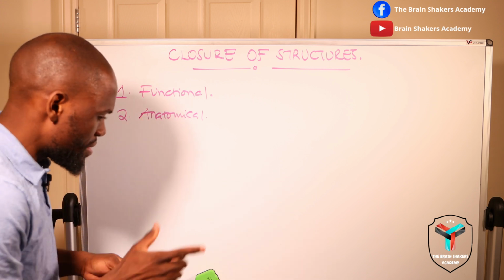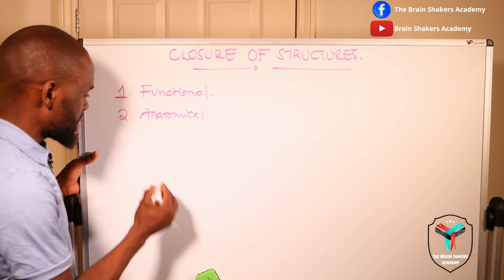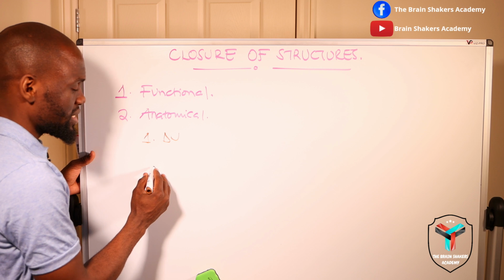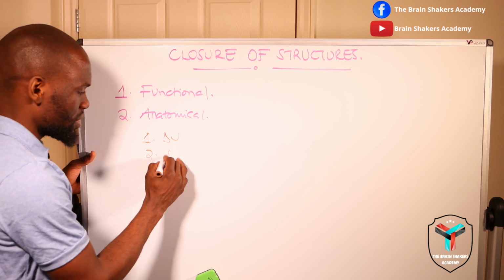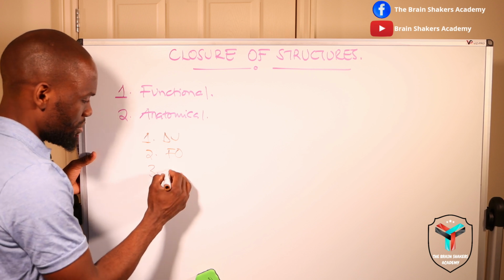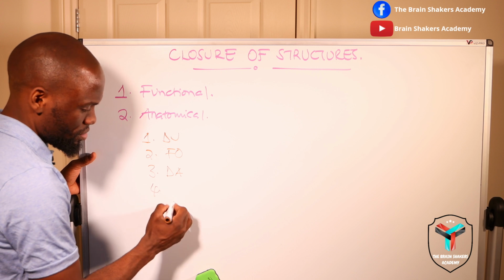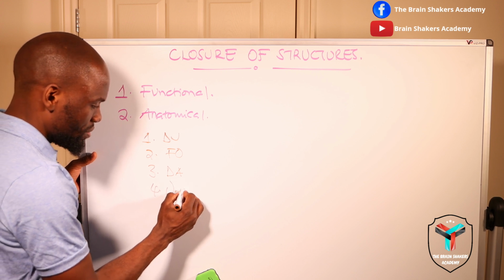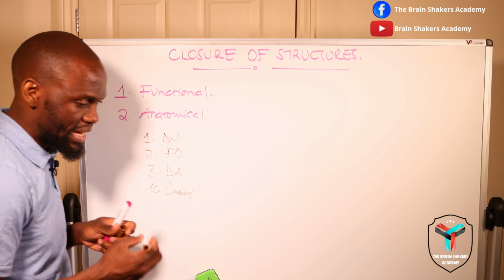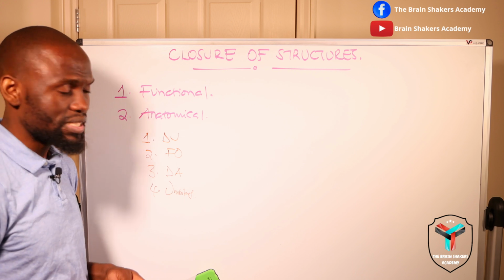Now, we discussed a number of those important temporal structures. Number one, we talked about the ductus venosus; number two, the formation of the foramen ovale; number three, the ductus arteriosus; and number four, the umbilical vessels, which were the vein and the arteries. Now, let's quickly look at what happens to the ductus venosus.